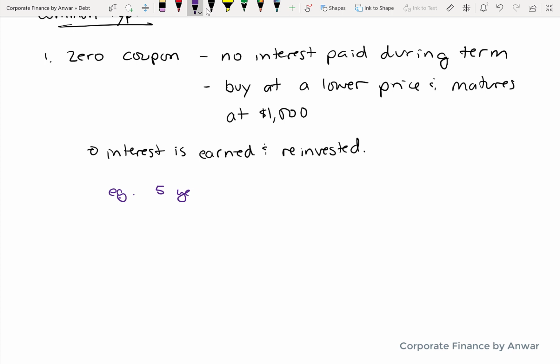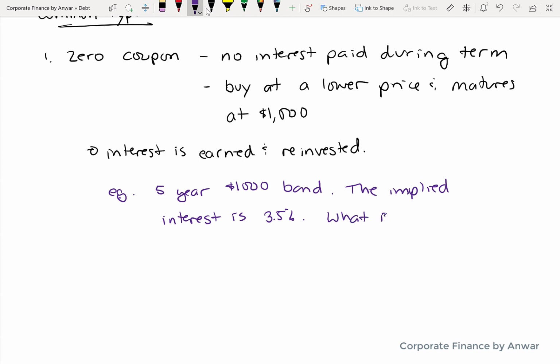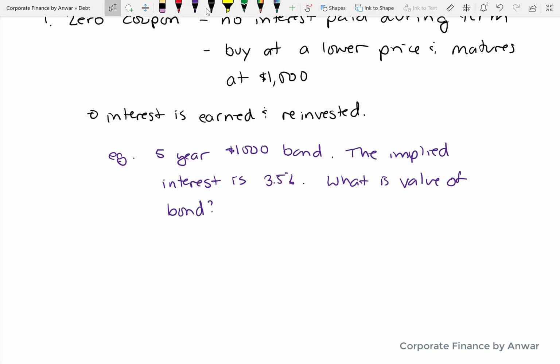It involves the time value of money. If we assume that we've got a 5-year bond and it's a $1,000 bond, so it's going to mature at the end of 5 years, the company's agreeing to pay you $1,000. So the question is, what is it worth today? What are you loaning the company today in order to get the $1,000 in 5 years? In this case, we're going to say that the implied interest rate is 3.5%. The current rates are 3.5%, and that's what they have to offer you. So you would just have to work backwards to figure out what the price of this bond is.